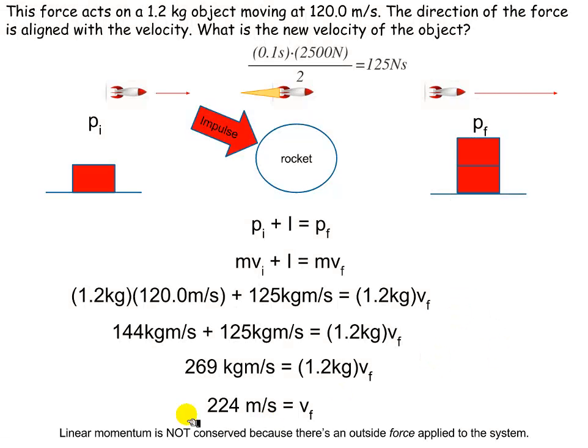Now the important point here is that the linear momentum is not conserved because there's an outside force applied to the system. It may seem like the fuel is within the system, but we're treating it as a force that's being applied outside of the system onto the rocket. And that's it.